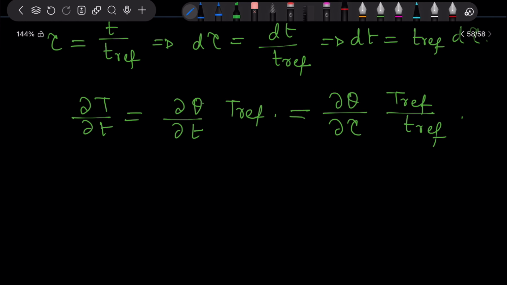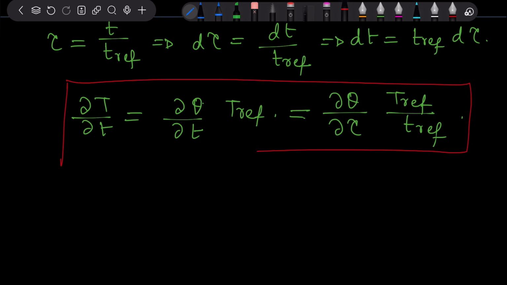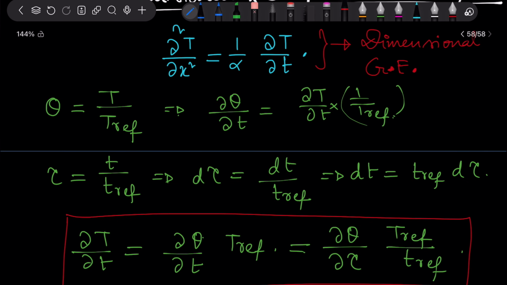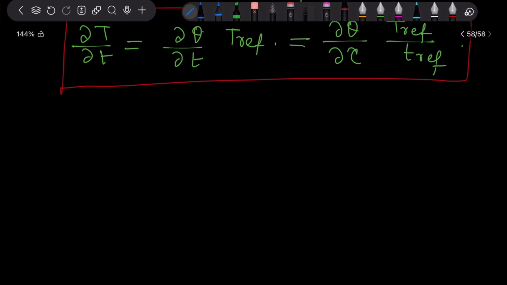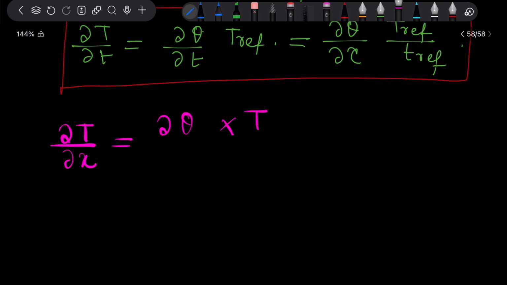So you just take care of this thing that I have found: del t del small t is equal to del theta del tau into T ref by small t ref. Okay, so now let us find again what will be this del t del x. You see, I have to go from t to theta, so then I will multiply 1 T ref here, and here I have to go from x to x bar.